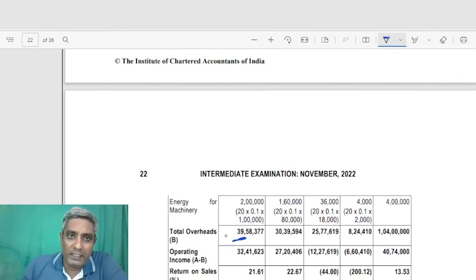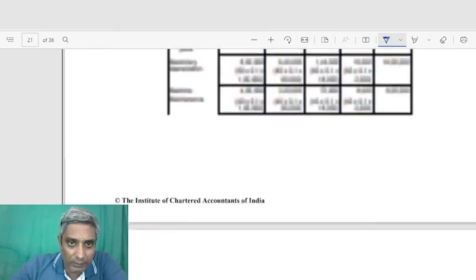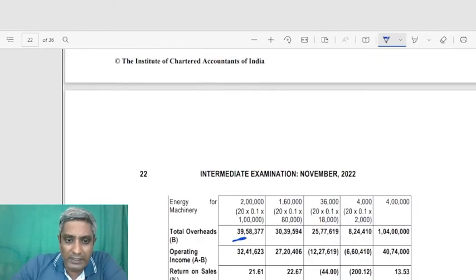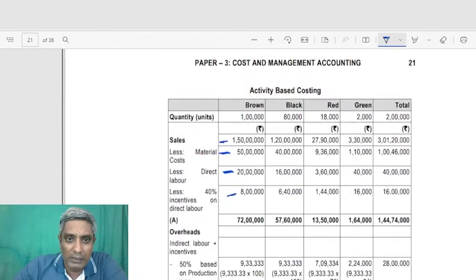Then operating income, that 72,000 minus this one, 72 lakhs, sorry. Here, 72 lakhs, A minus B. So the data is given, and the rate of return on sales is also calculated. So 32.41 divided by the total sales, which is 1.5 crore, 1 crore 50 lakhs.